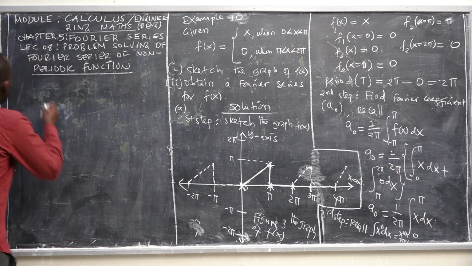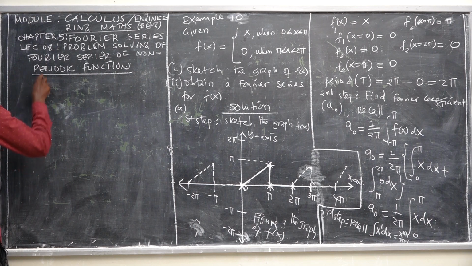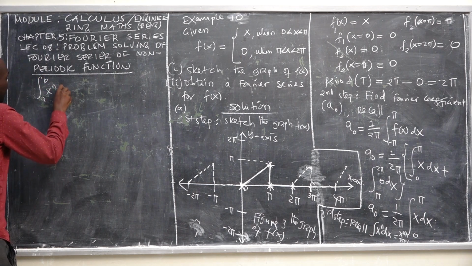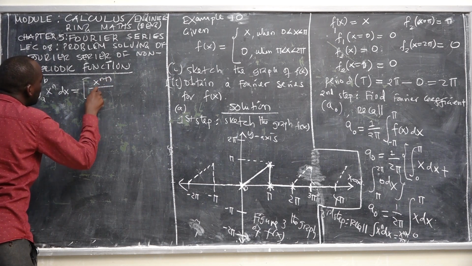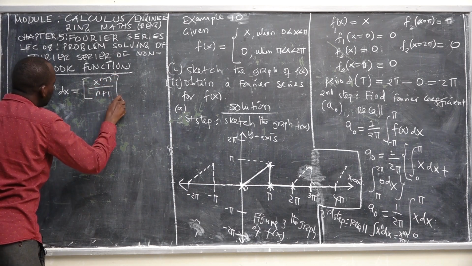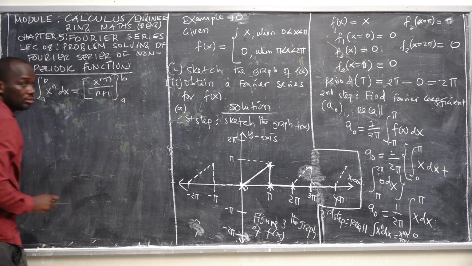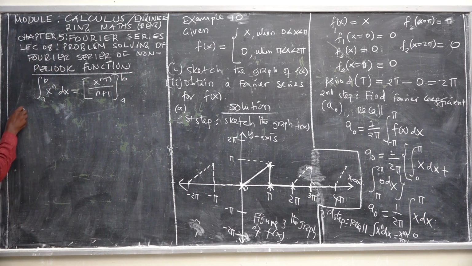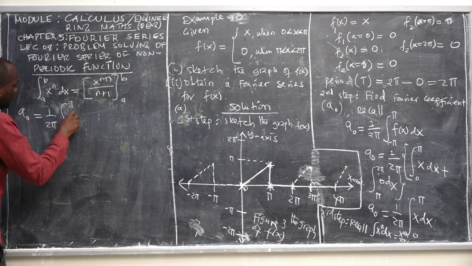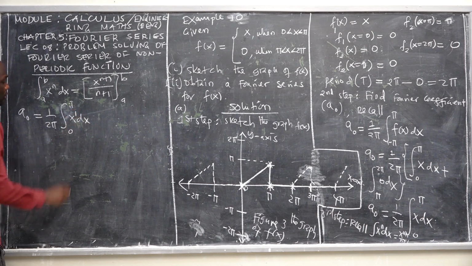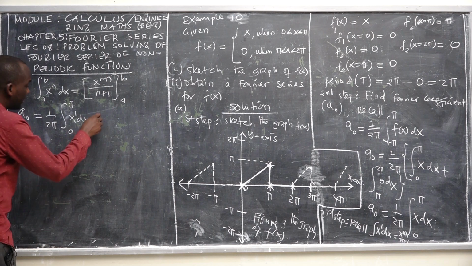So we say that if you're integrating from a to b, x power n dx, this is equal to x power n plus 1 over n plus 1 from a to b. For that case, we can find a0 is equal to 1 over 2 pi, from 0 to pi, then x dx, but the exponent here is 1, right? So if that's the case, we say what?